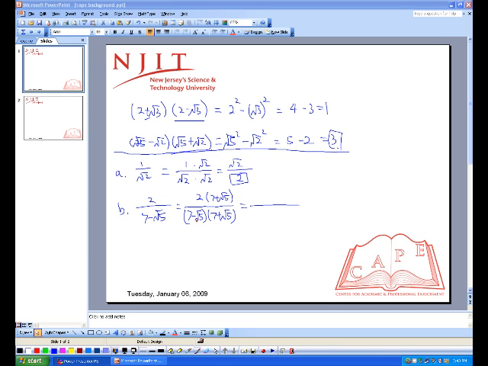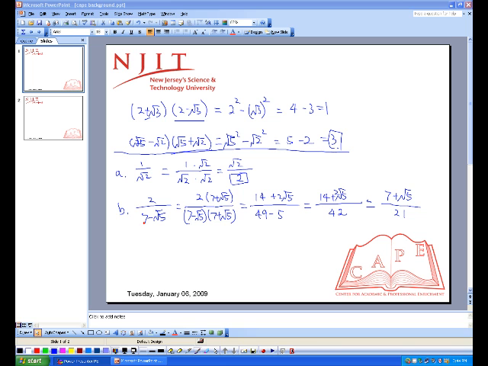When you have that, the bottom becomes 7 squared, which is 49, minus square root of 5 squared, which is just 5. And the top becomes 14 plus 2 times square root of 5. Okay, so we'll do that again. The bottom becomes 44, and the top is 14 plus 2 square root of 5. And then we see that we can factor out a 2 from all three numbers. So it becomes 7 plus square root of 5 over 22. Okay, so that's your final answer.